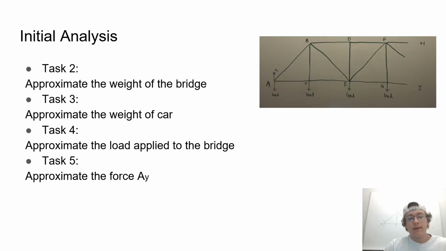And the next thing we had to do was approximate the weight of the bridge. So once again, as we show in our calculations, we used the dimensions that we found along with the density of concrete to give it an approximate volume for the entire bridge section as well as the section that we're analyzing, and this allowed us to determine the weight.